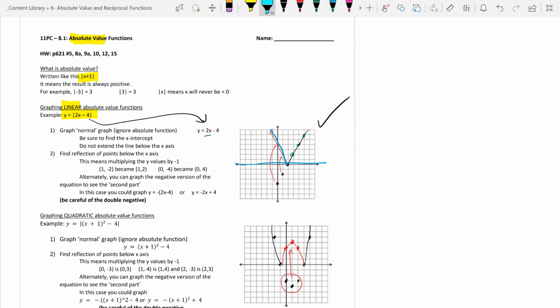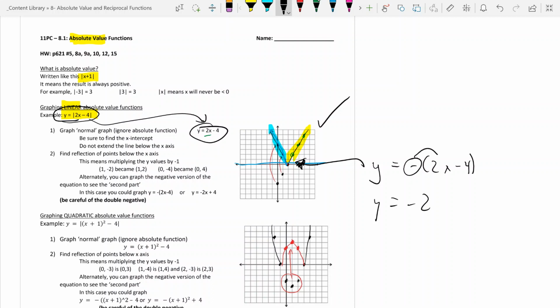The other thing that's important to know is this bounced line that we can see here is actually, if we think about it, y equals the negative value of 2x minus 4. So our normal equation, what we started with, was here. And first we graphed what it normally was, without the absolute value. That gave us this part. But when we want to see the second part, the reflected part, you just put a negative in front of the expression. And when we expand that out, we get this.